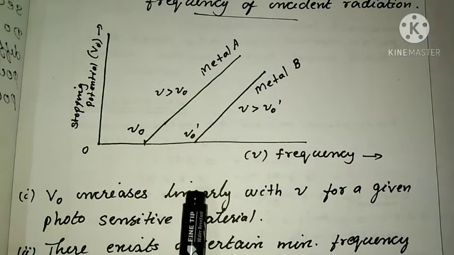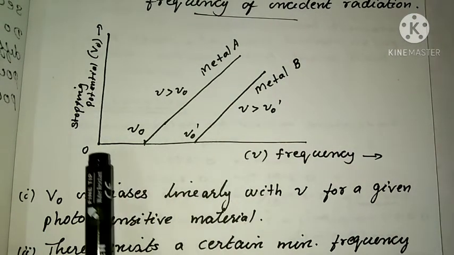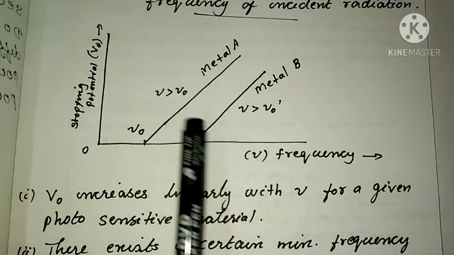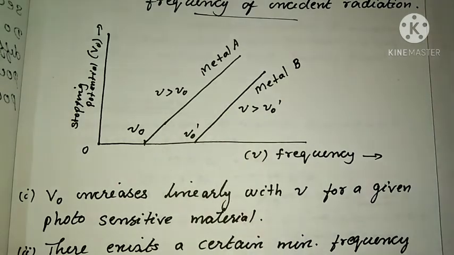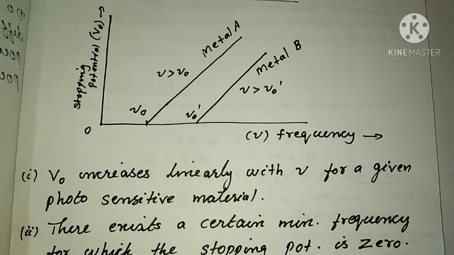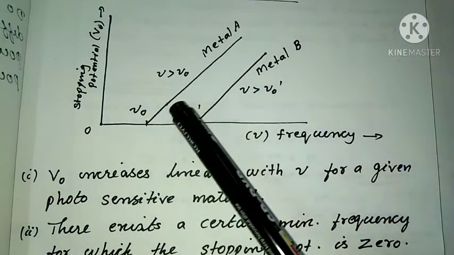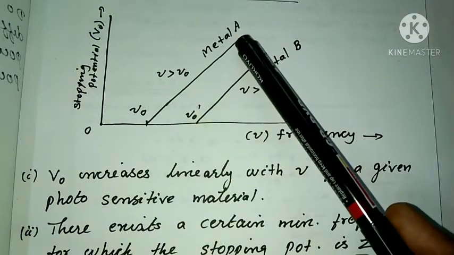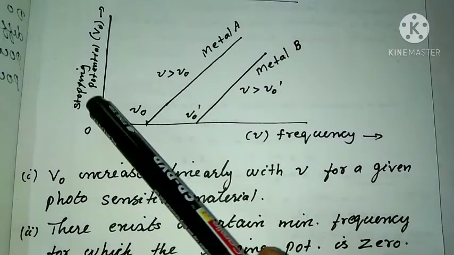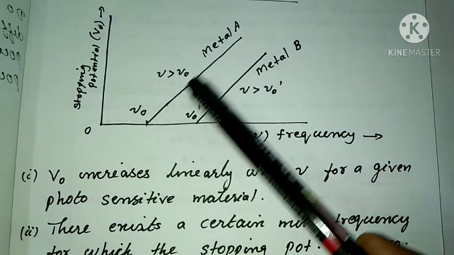Here the graph represents the variation of stopping potential and frequency for two different metals. Our graph reveals that V0 increases linearly with frequency. Stopping potential increases linearly with the frequency of incident radiation for a given photosensitive material. When you take metal A, as the frequency of the incident radiation on metal A increases, the stopping potential also increases. So we get a straight line.